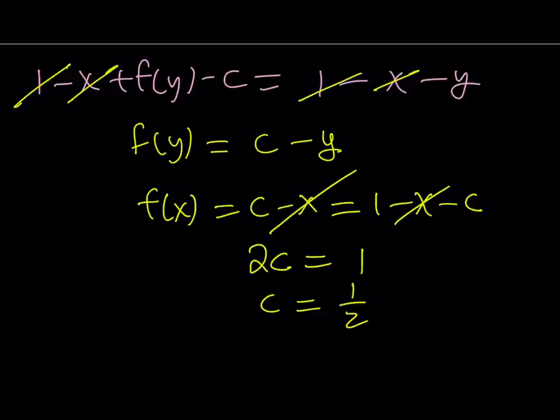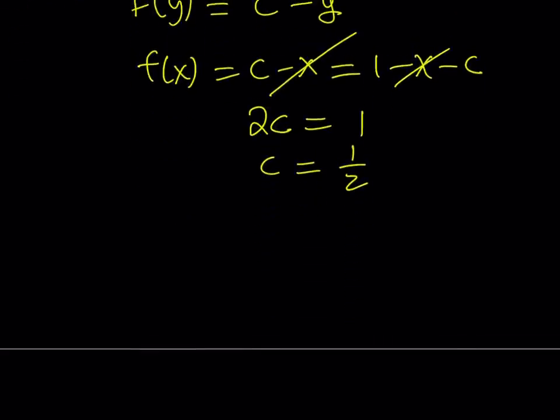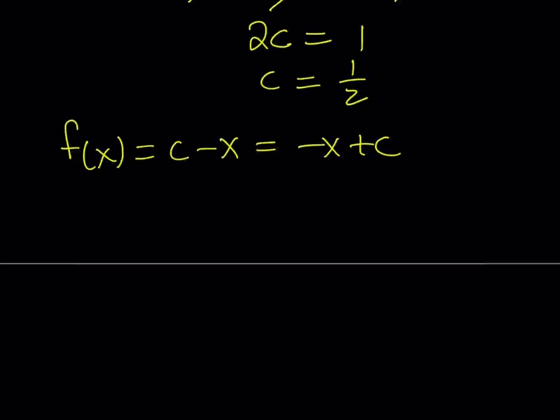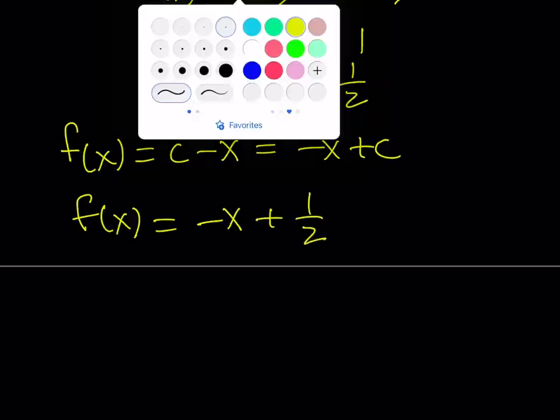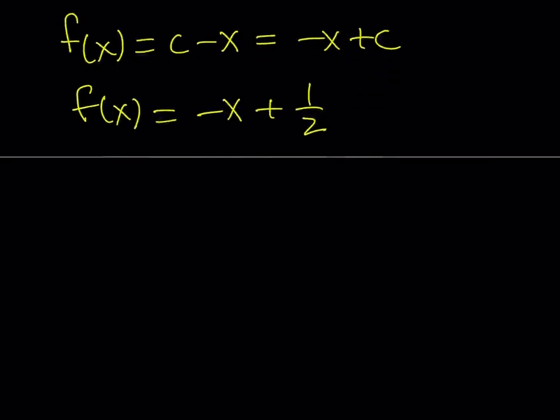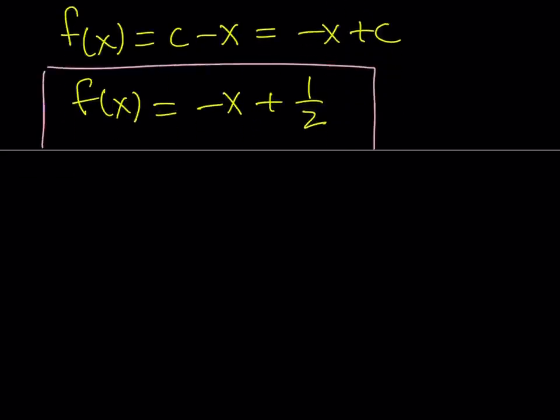Now, you can go either way. It doesn't really matter which equation you use. I could use f of x equals c minus x, which can also be written as negative x plus c. And since c is equal to 1/2, I can write f of x as negative x plus 1/2. Now, if you plug it into the original equation, you're going to notice that this satisfies the given equation, and this gives us the solution.